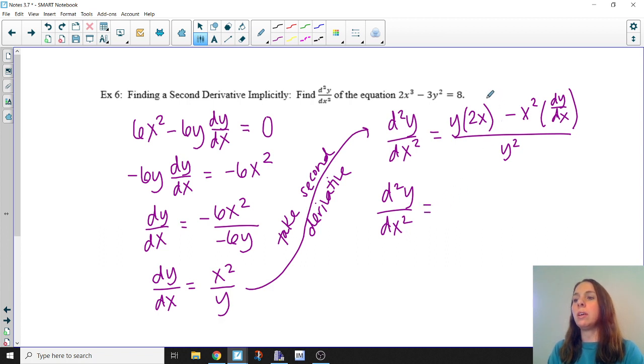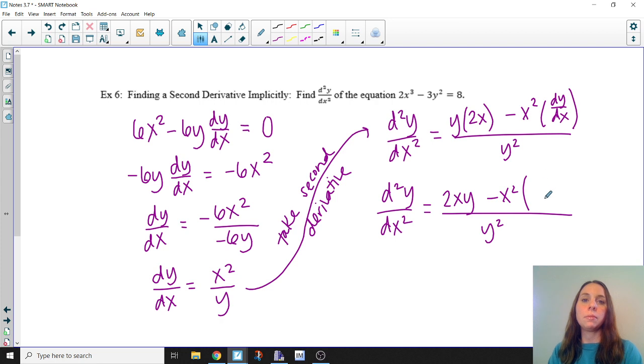I'm also going to write this as 2xy. Are we okay with that? Can I do that? The question is, what goes here? Something in terms of x and y goes there. Do you know what it is? Well, right here, this says dy over dx is equal to x squared over y. So we change the dy over dx to what it is equal to in terms of x and y.